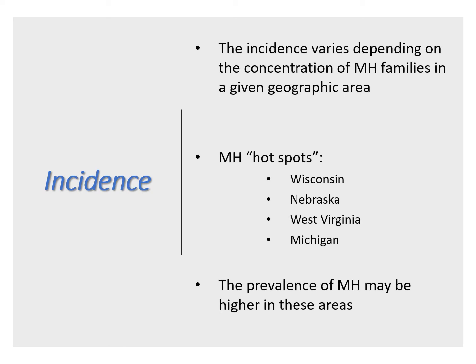Now, because this is a hereditary issue, we do find that the incidence and prevalence is higher in certain pockets in the United States where these MH families, these cohorts, are living in any given geographic area. So we have these MH hotspots. Wisconsin, Nebraska, West Virginia, Michigan tend to be some of the areas where the prevalence of MH is higher, just because this is where the family cohorts are residing.